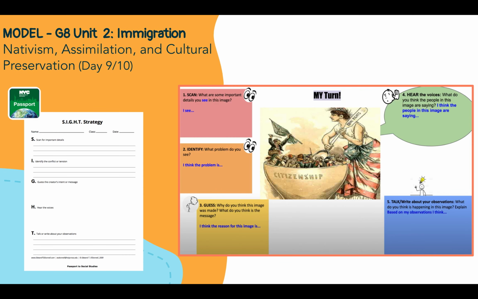And this is what that model of the image in days 9 and 10 of Unit 2 in the 8th grade curriculum might look like. After I do the modeling, then I have them either partnered up or in a breakout room where they're working together collaboratively in looking at the actual image of the lesson and following those steps that they need to follow in order to demonstrate their synthesis.